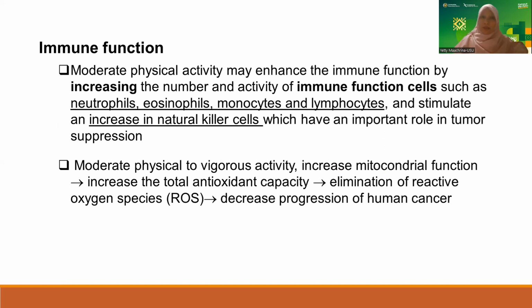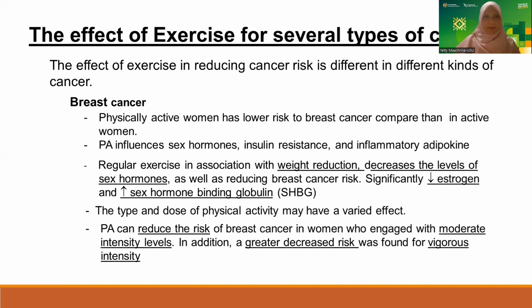And for immune function, moderate physical activity, as we know, may enhance immune function by increasing the number and activity of immune cells, such as neutrophils, eosinophils, monocytes, and lymphocytes. So innate immunity and adaptive immunity can be increased by physical activity. It can also increase mitochondrial function and total antioxidant capacity to eliminate reactive oxygen species, a radical substance in our plasma. Because of this elimination, it can decrease the progression of human cancer.